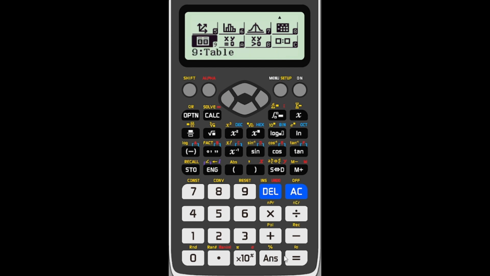table. Yes. Now, what does this do? It actually makes a table for you that you used to do in O levels and A levels when you used to draw a graph.